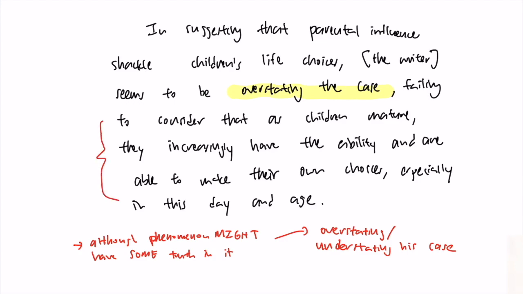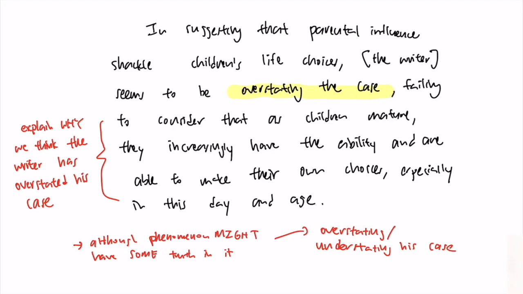So we go on by explaining even more by saying that we feel as children mature, they would have more ability and awareness to make their own choices, especially today. This part is very important. Do note that we can't just say that the writer has overstated his case. We also have to explain why we think that the writer overstated his case. Simply stating that the writer overstates or understates something is not enough.